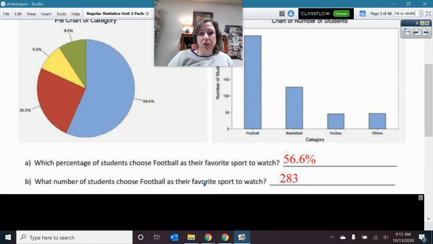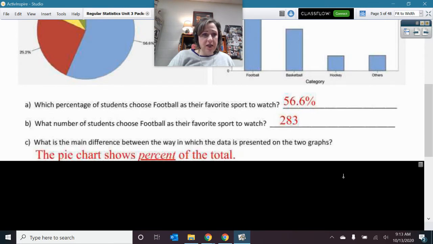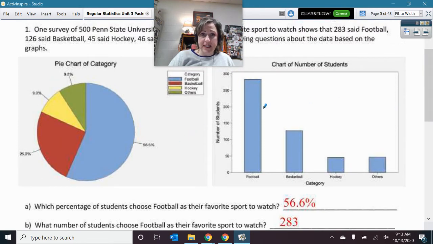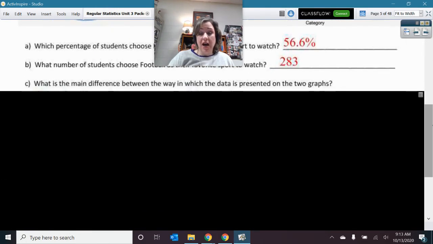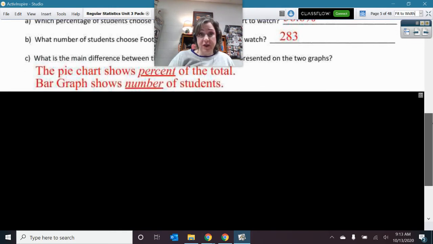What number of students choose football as their favorite sport? This wasn't real detailed. It was kind of hard for me to see. I actually ended up coming back up here to see that it said 283. Then, what's the main difference between the way the data is displayed in these two graphs? One main difference is that the pie chart is giving you the percent of the total, and the bar chart is just giving you the total counts of each item, so the number of students in each of those categories.